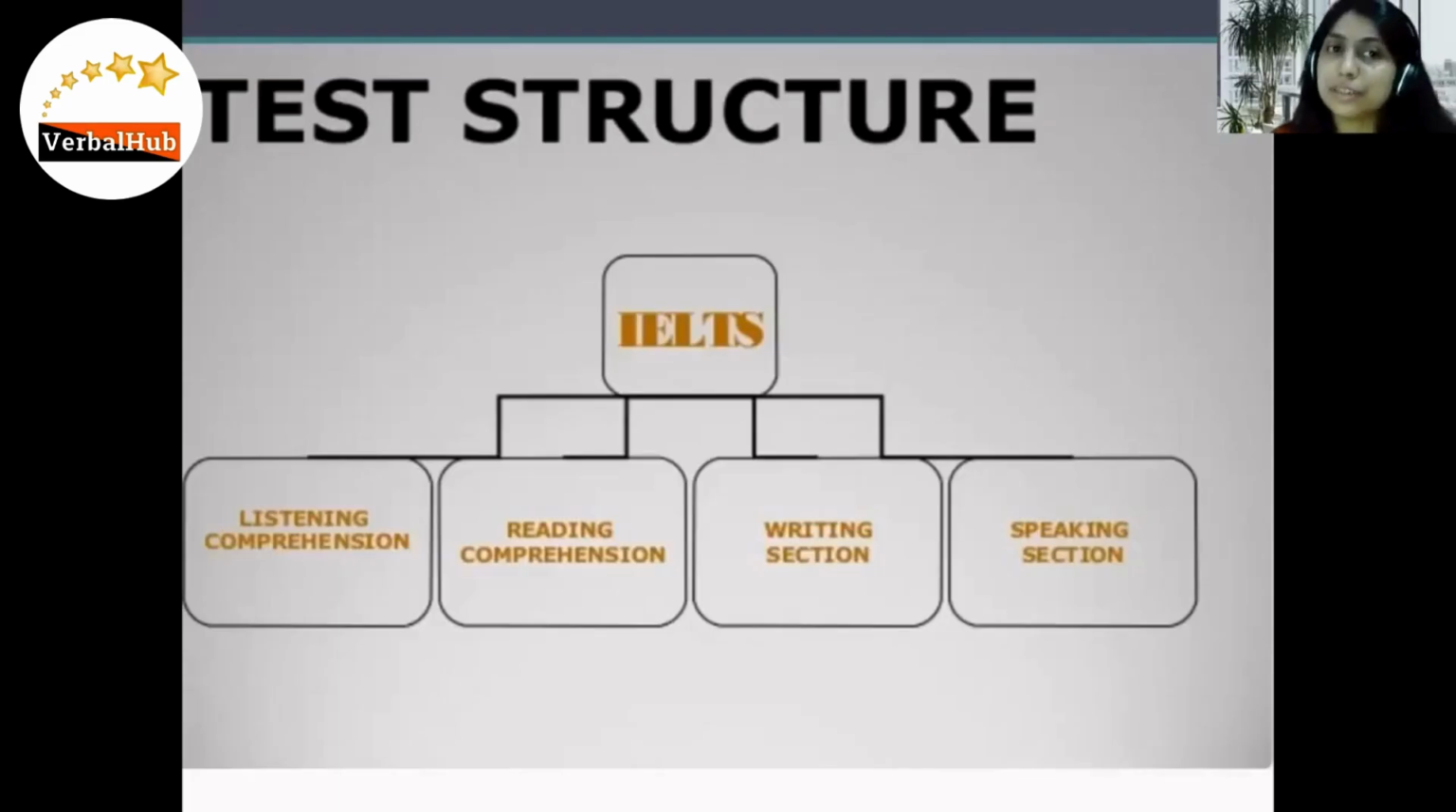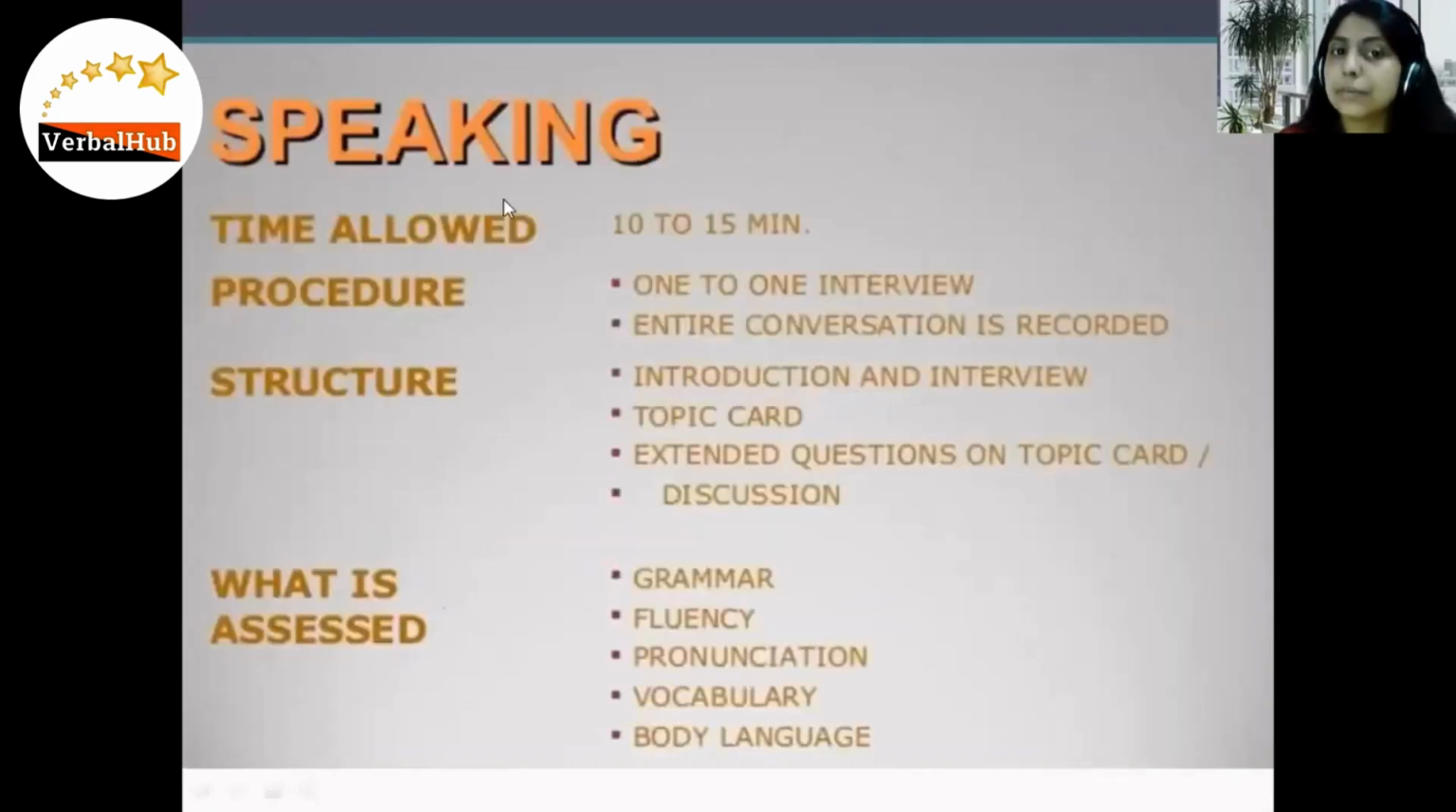Let's talk about the test structure. The test has 4 sections or 4 different tests. Number 1 is listening, second reading, writing and speaking. For speaking, the time allowed to a candidate is 10 to 15 minutes. The procedure is a one-on-one interview and all the conversation is recorded. The interview has 3 parts.